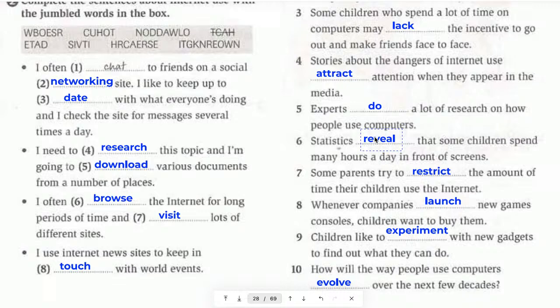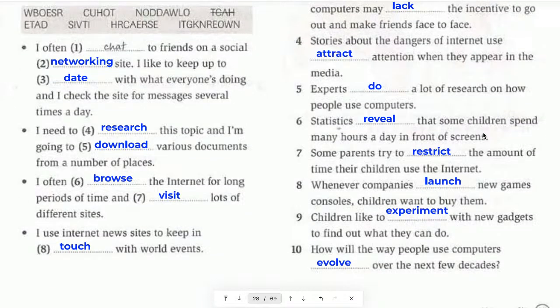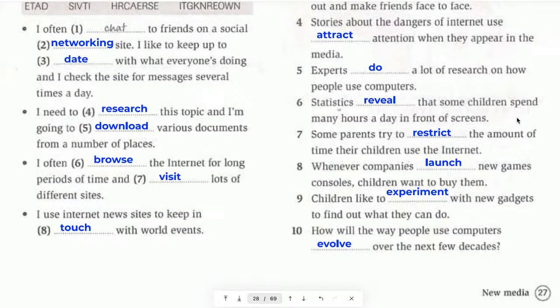Okay, let me read that again. Statistics reveal that some children spend many hours a day in front of screens. Okay, does that make sense? Yes. Okay, these days, not only some children, but many children, okay, spend many hours a day in front of screens. And I know that many children, if we take all of them mobile phones, we ask them to leave them at home and they won't go to school anymore, right? Dangerous, very, very dangerous. Now number 7.